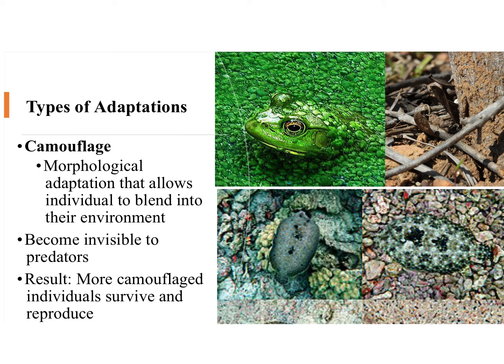So now I want to talk about types of adaptations. I have just some examples to give you an idea of what I mean. So one type is camouflage. Animals can develop camouflage, and we mean it in a biological sense, not like a fashion sense or a tactile sense. So camouflage is just a morphological adaptation, and it allows individual species to blend into their environment.